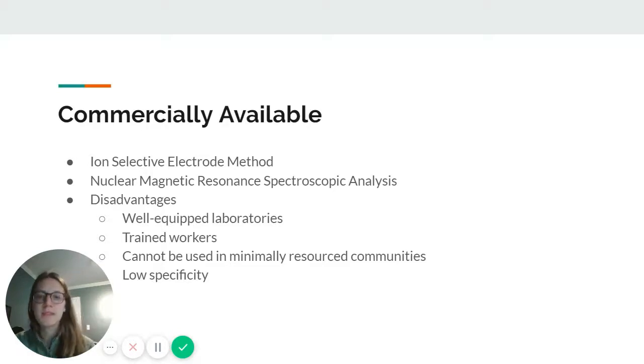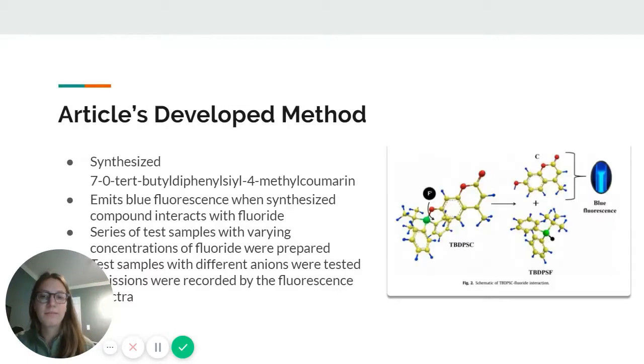The experiment wanted to find a simpler, cheaper, and more sensitive method for detecting fluoride. I'm going to give you basically an overview of what they did. They synthesized a compound called 7-O-tert butyldiphenosyl 4-methylcoumarin, and this compound emits blue fluorescence when it interacts with fluoride.